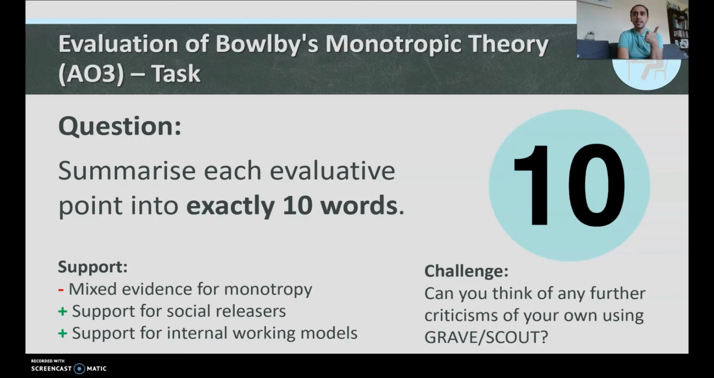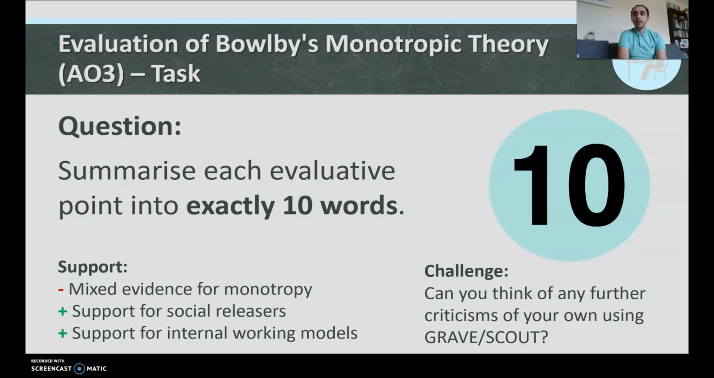G: Generalizability. Any issues with the generalizability of the research? R: Reliability. Is the research reliable? A: Application. How does this research apply to real life? V: Validity. Is the research valid? E: Ethics. Any ethical issues?